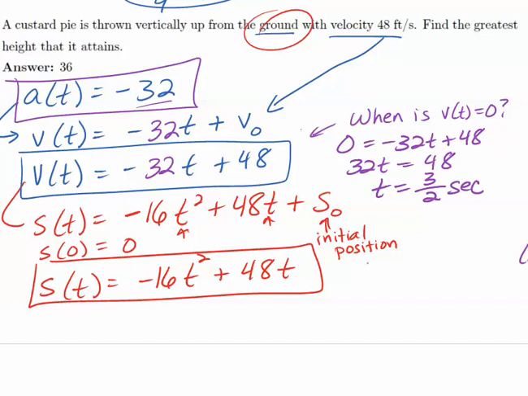And now we can find out what is the maximum height. So that would be the height at 3 seconds, or with your calculator 1.5. Your choice.